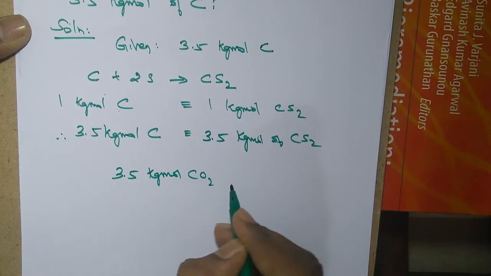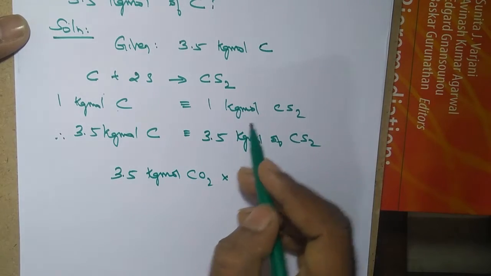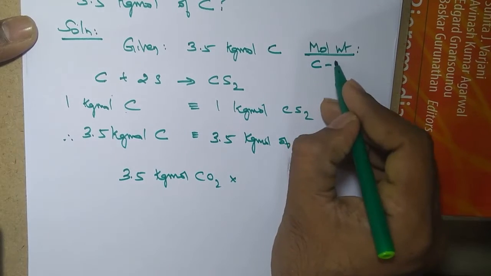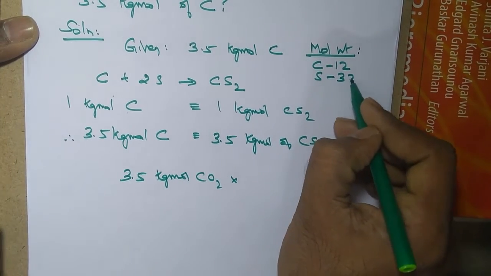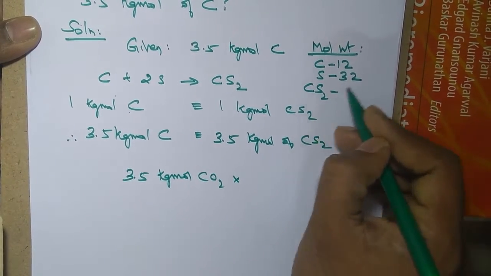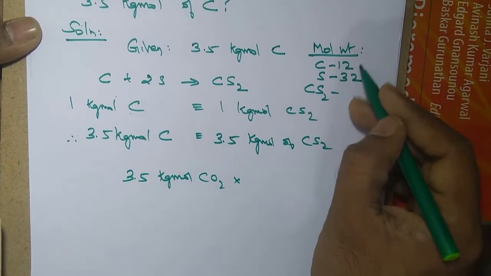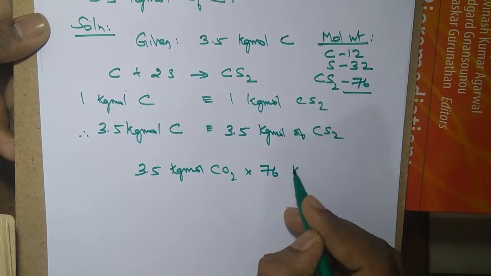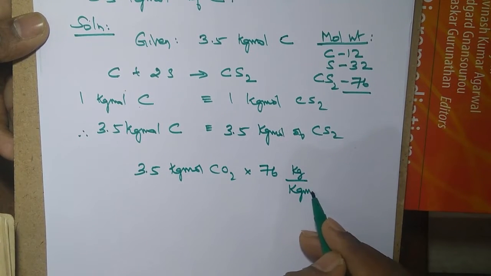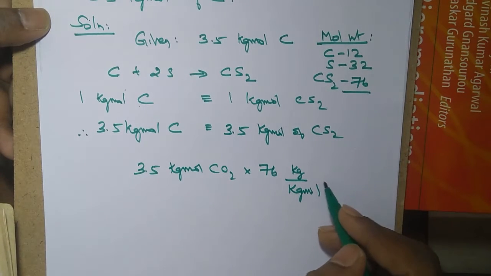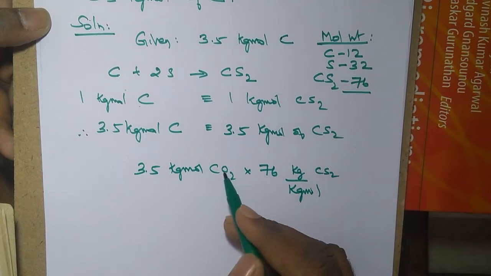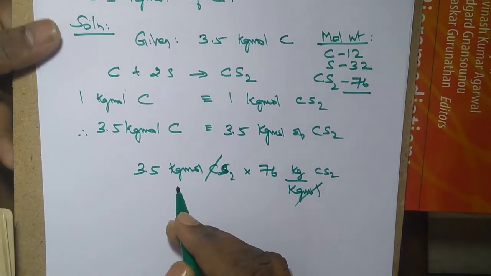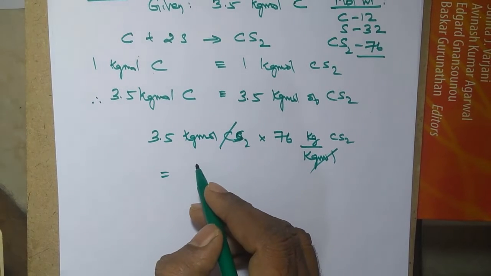It is 3.5 kilomole of CS2, not CO2. So first we will find the molecular weight of CS2. Carbon is 12, sulfur 32. So CS2 is 2 into 32 plus 12, which is 64 plus 12, 76. When you multiply by the molecular weight of CS2 in kg per kg mole, the kg mole gets cancelled. So what we get is kg of CS2.